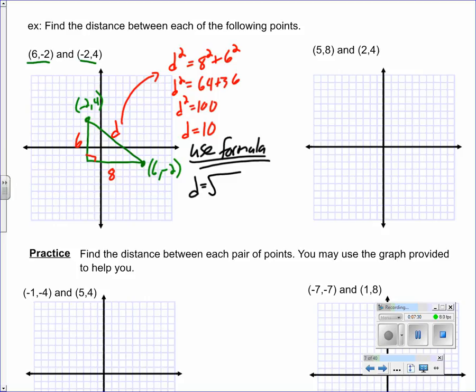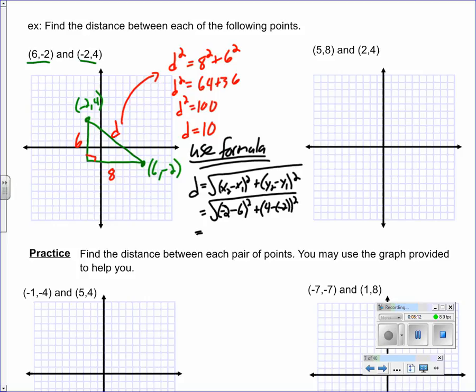So distance is the square root of x2 minus x1 squared plus y2 minus y1 squared. Here our x coordinates are negative 2 and 6, so negative 2 minus 6 squared. Y coordinates are 4 and negative 2, so you have 4 minus negative 2 squared.